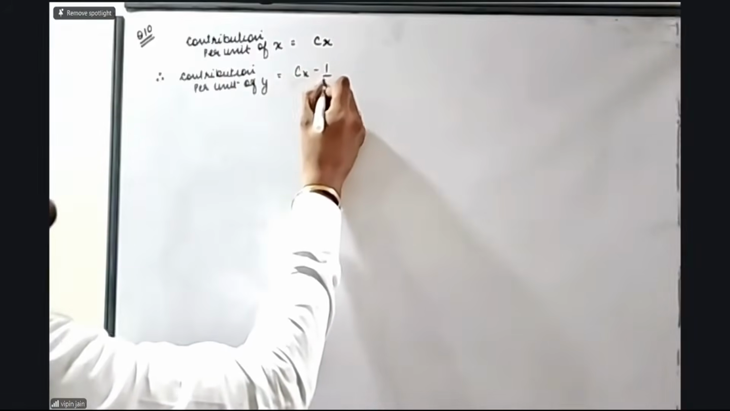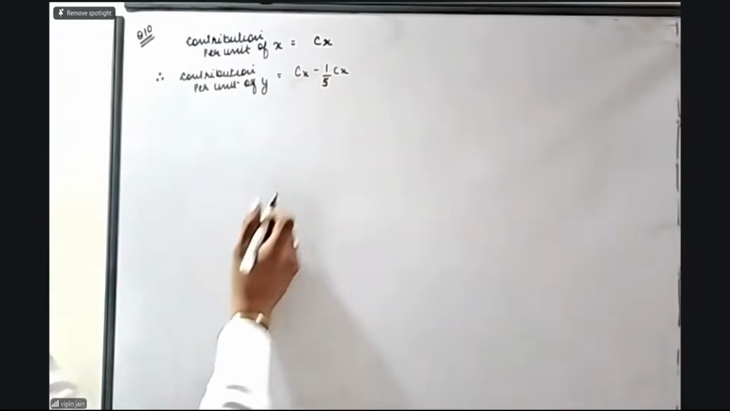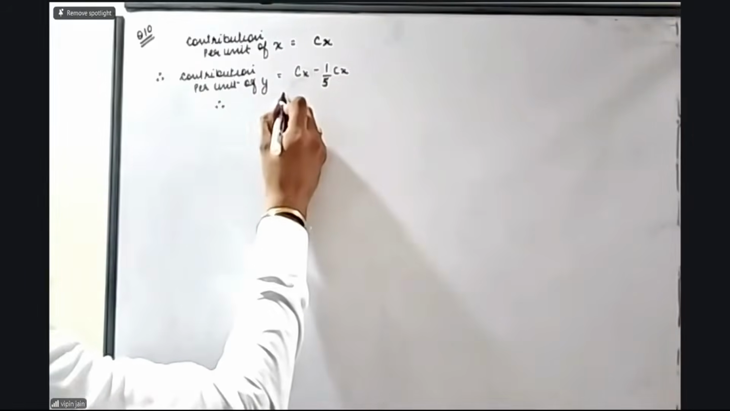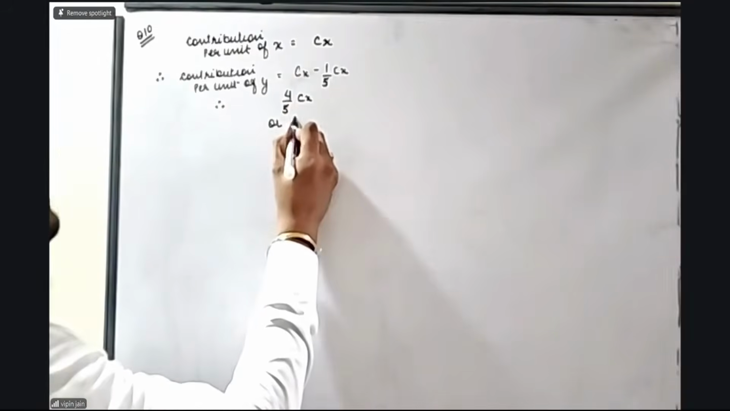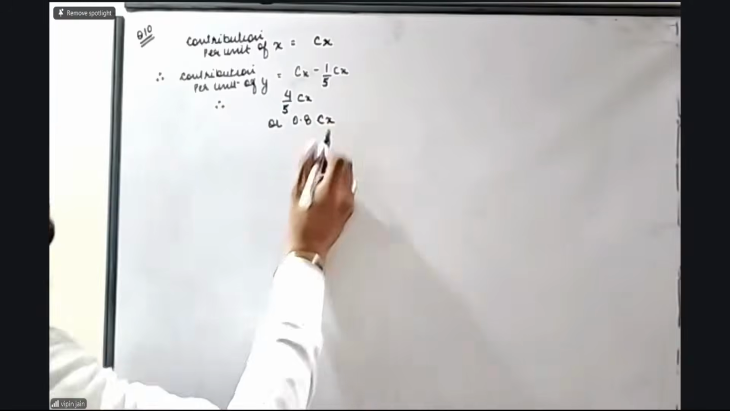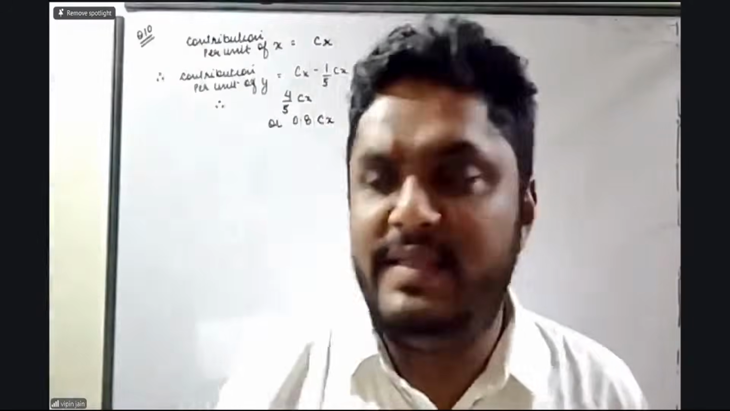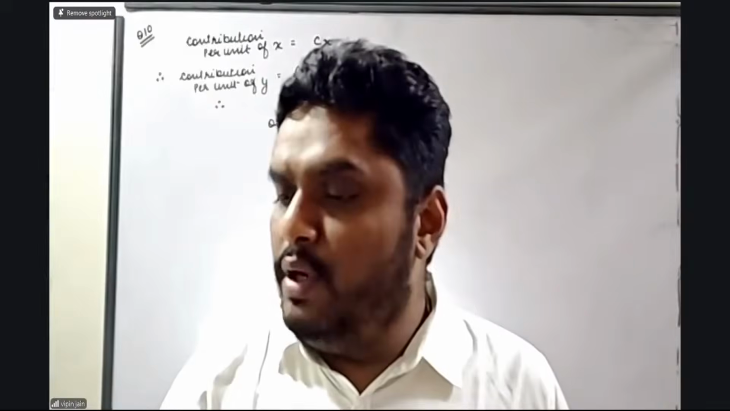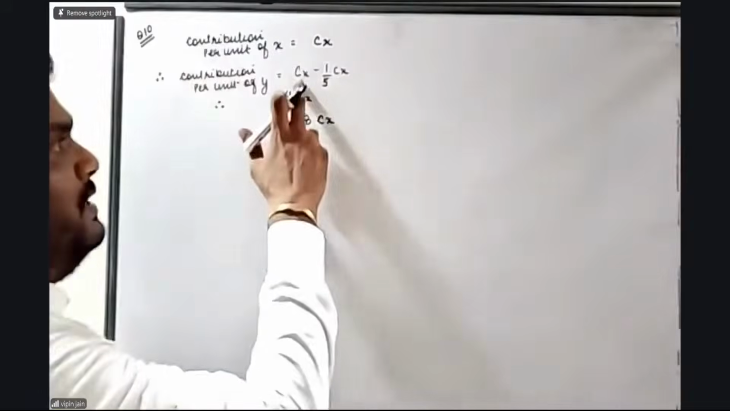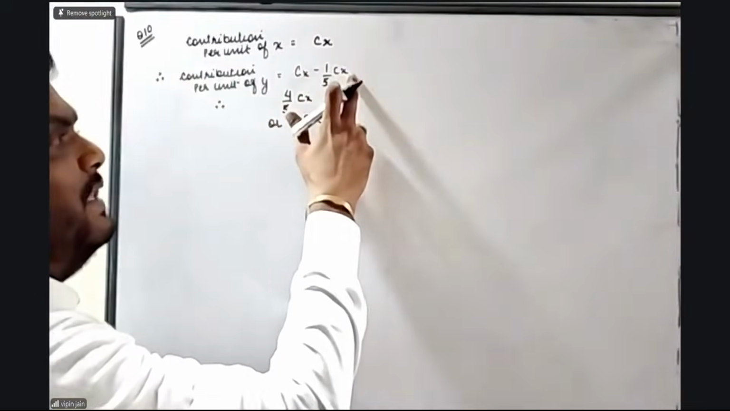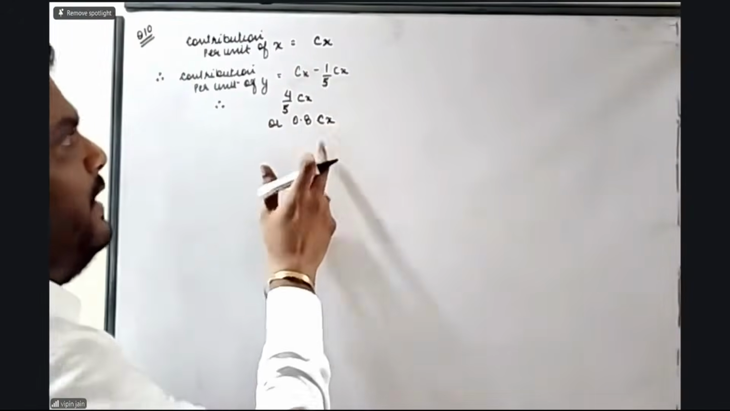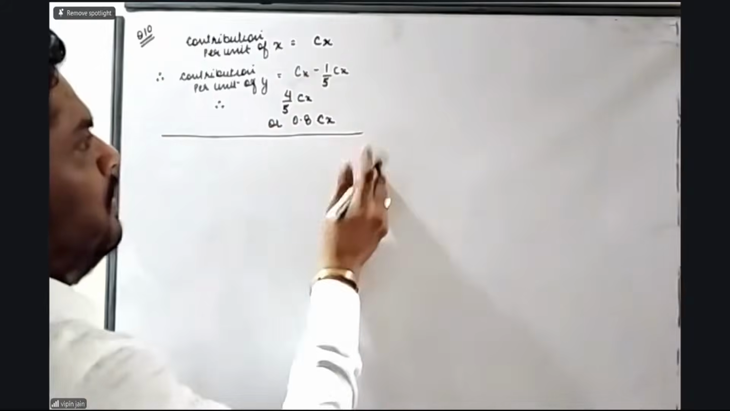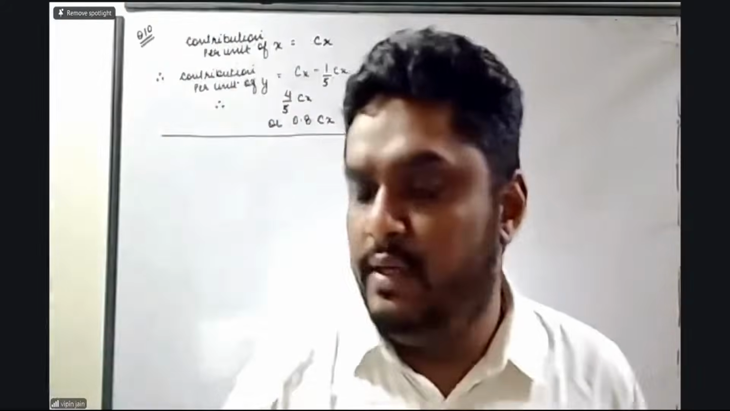1/5 less than CX. Therefore, it will be 4/5 of CX, or we can say it is 0.8 CX. So if the contribution per unit of X is CX, then the contribution per unit of Y will be how much? It is 1/5 less than the contribution of X. So CX minus 1/5 of CX, so it will be 4 divided by 5 CX. So it will be 0.8 CX. This is the first data that is given in the question.